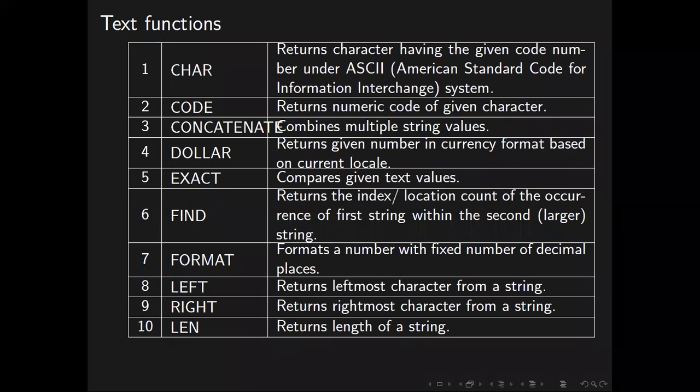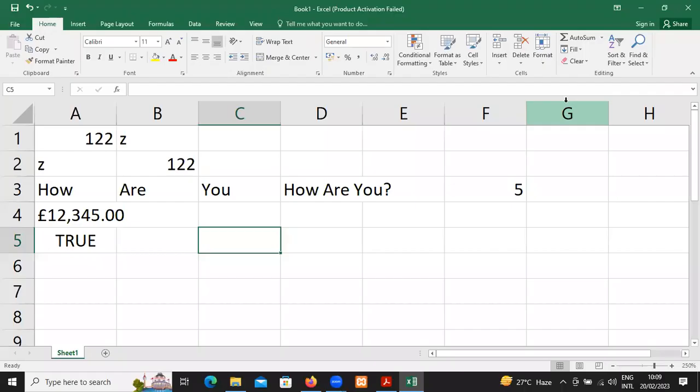Then left, right, mid. There are three functions. Mid is not displayed here, whereas mid is also a function. I think you know this function very well. Left, right, mid. Left is the number of characters you can specify from the left end. Suppose I wish to get 3 characters from the string how are you. There is a string at D3, which is how are you.